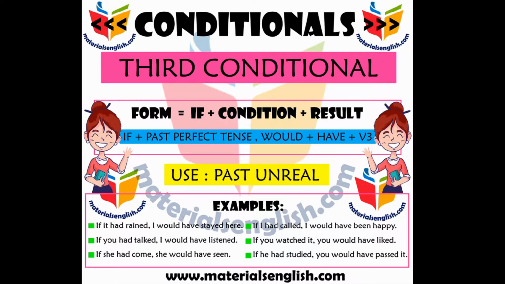The third conditional is used for imagining a different past, an imaginary situation that did not happen that would have an effect on the current situation. So, if you had studied, you would have passed the exam. If I hadn't been sick, I would have gone to your party. This is always if plus the past perfect tense as the if clause, and the main clause is would have plus past participle.